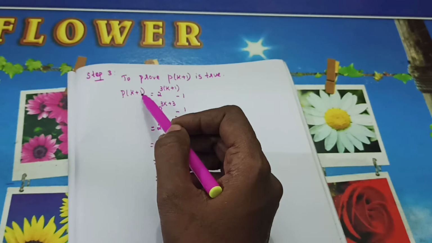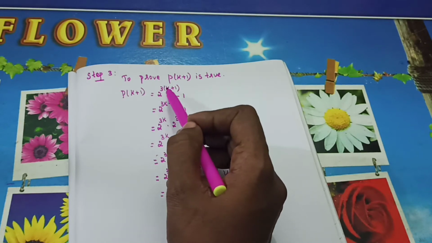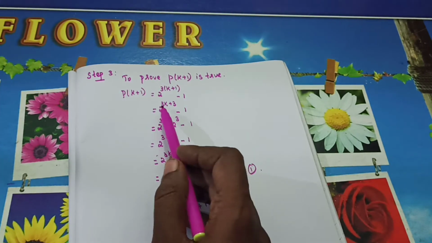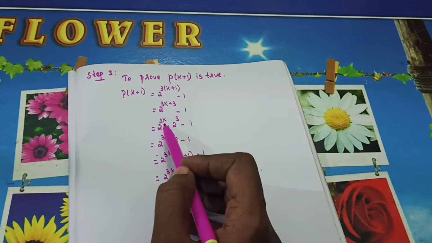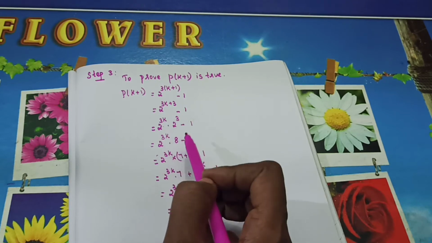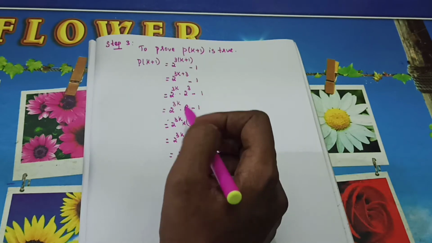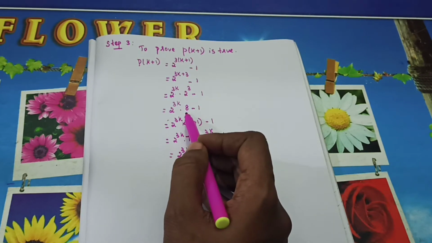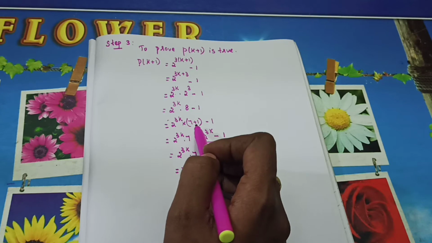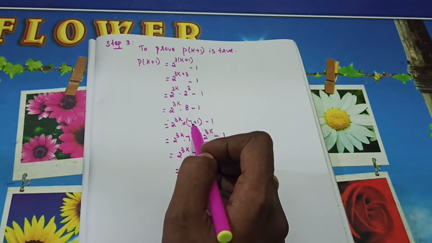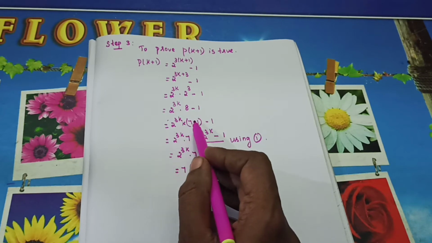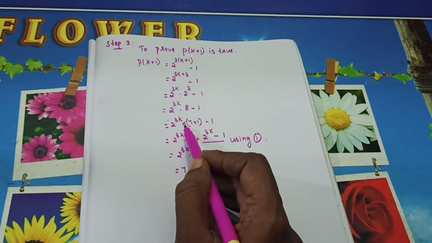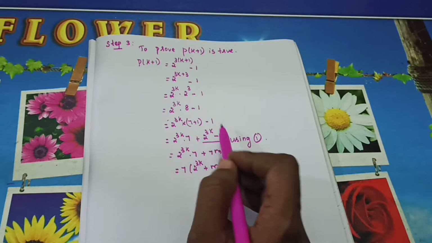So in the place of k, substitute k plus 1. Multiply inside. Split as 2 power 3k into 2 power 3 minus 1. 2 power 3k into 2 power 3 means 8. 8 minus 1. 2 power 3k into 8, I split as 7 plus 1. The reason is I need to show that this particular term is divisible by 7. So 7 plus 1 minus 1. So 2 power 3k into 7 plus 2 power 3k into 1 is 2 power 3k minus 1.